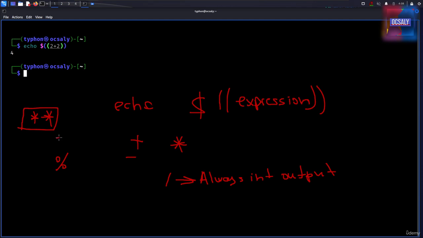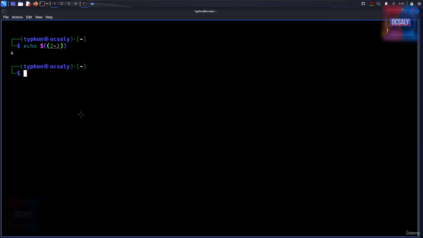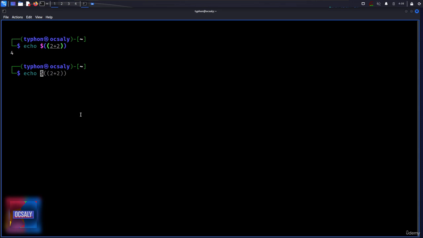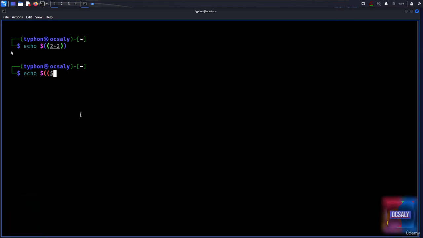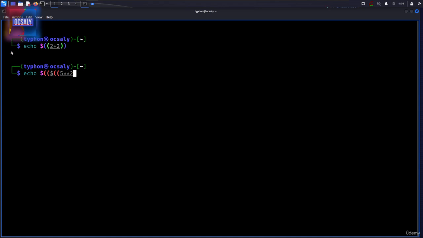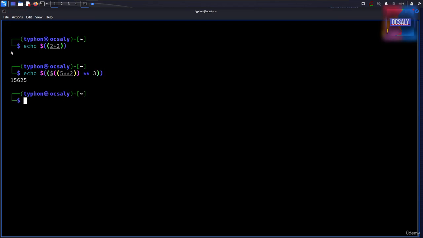For example, let's do another example like this. Let's write echo here. We will write a nested expression right here, and after that 2 braces again, after the $ sign, and now 5 multiplication 2. This is not a multiplication, actually it's exponentiation, and after that we will use 3. And here let's see the results. So with single parentheses, this is our result here.